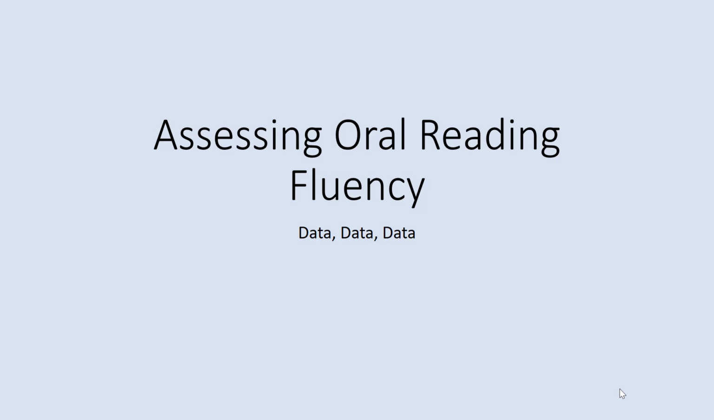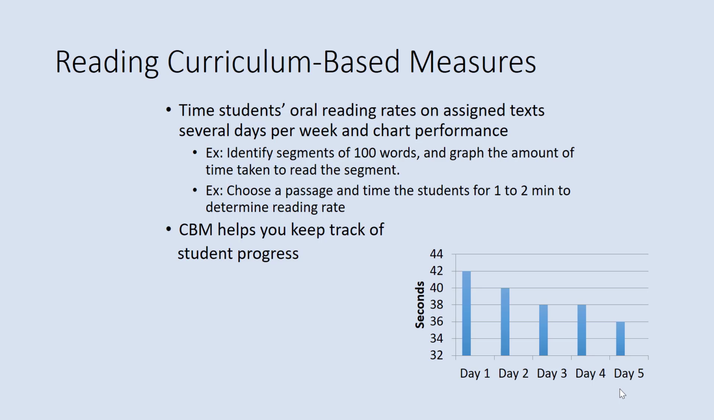Assessing oral reading fluency, it all comes down to data. We've got different mechanisms for collecting data on oral reading fluency. One is to use reading curriculum-based measures where we time students' oral reading rates on assigned texts several days per week and chart their performance over time. An example of how to do this might be to identify segments of 100 words and then graph the amount of time taken to read that segment.